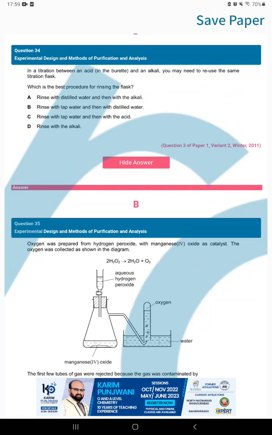In the titration between an acid in the burette and an alkali, you may need to reuse the same titration flask. Which is the best procedure for rinsing the flask? We have done this.